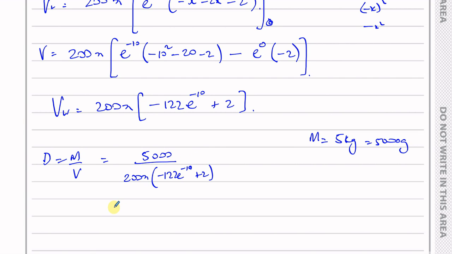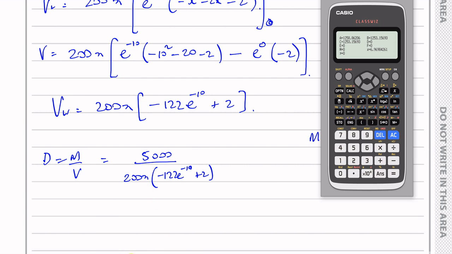Okay, so you got 5,000 over this answer. So we got 5,000 divided by, and I'll just put this 200 pi times minus 122 e to the power of minus 10 and plus 2. Okay, plus 2, close that bracket.